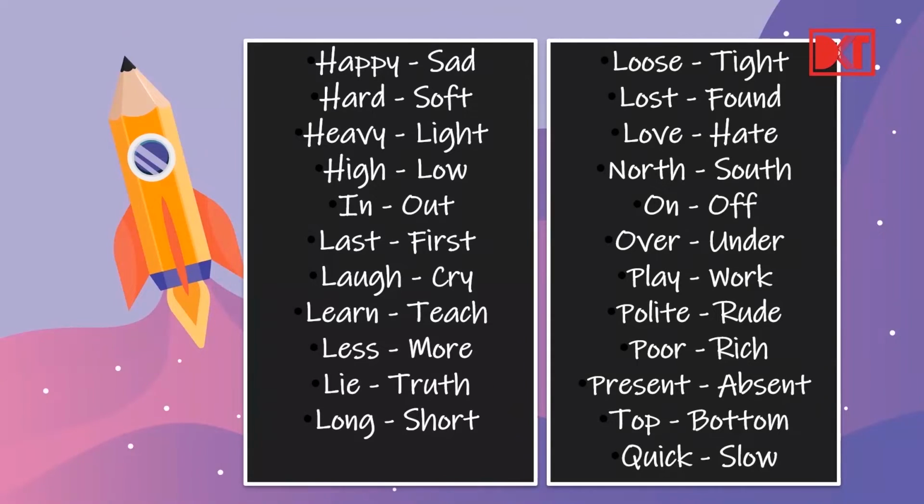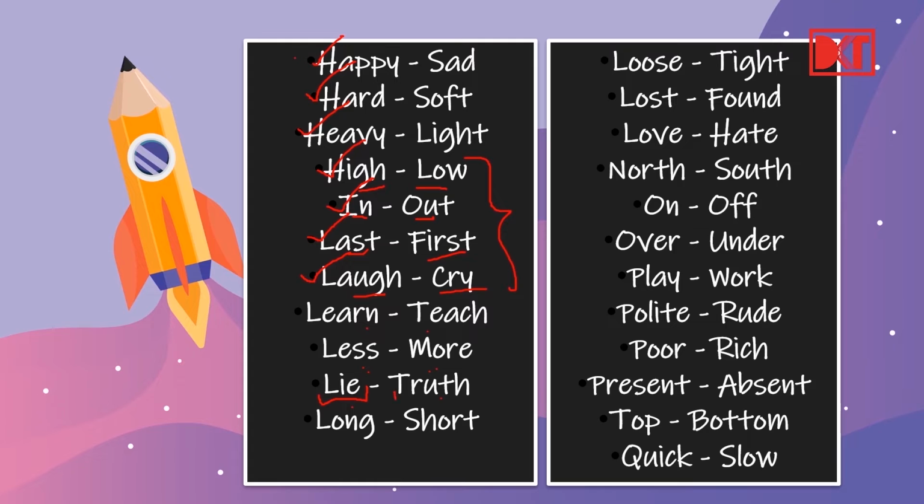Here we have a few more examples for you. Happy and sad, which we did. Hard and soft. Heavy and light. High and low. In and out. Last and first. Laugh and cry. Laugh, cry. First, last. In, out. Up, down. Getting it? Learn and teach. Less and more. Less, more.